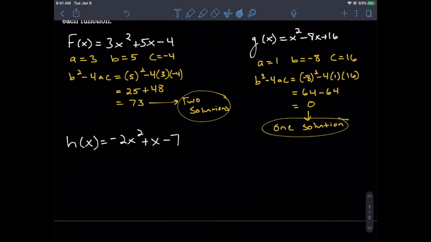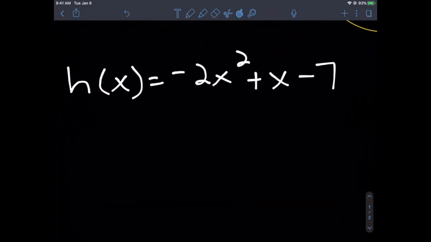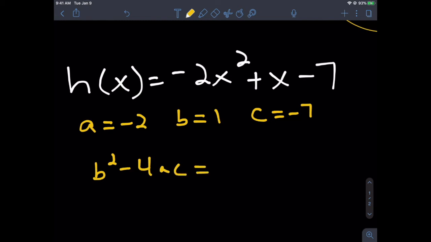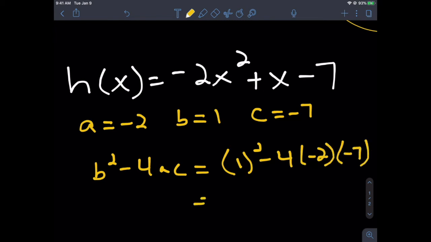So you may be able to guess the answer to our last thing here, but don't get too far ahead. Let's go through the steps. a is equal to negative 2 this time. b, the number in front of x, is 1. And c, our constant, is negative 7. Plug into b squared minus 4ac. And we are going to get a b value of 1 squared, and then a was negative 2, c was negative 7. We go ahead and we evaluate this thing.